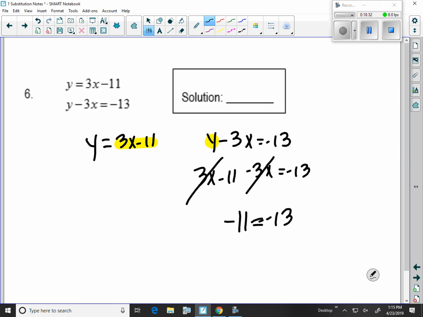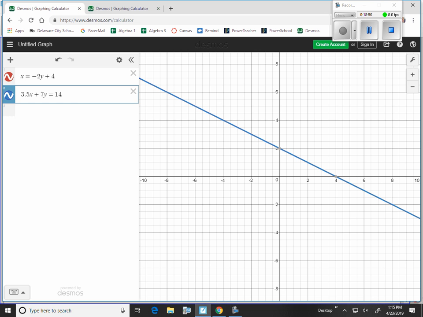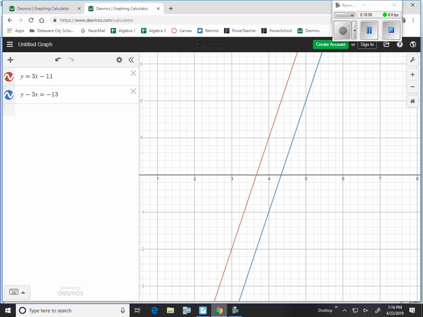Now, the negative 11 doesn't equal negative 13, right? Will that ever be true? No. Okay, this is a cancel. This is a situation where we say no solution. Okay, before I show you the picture of this graph, why do you think that there's no solution? Why do you think these lines never intersect? They're parallel. Okay, so let me show you that one. Right here. Okay, parallel line.